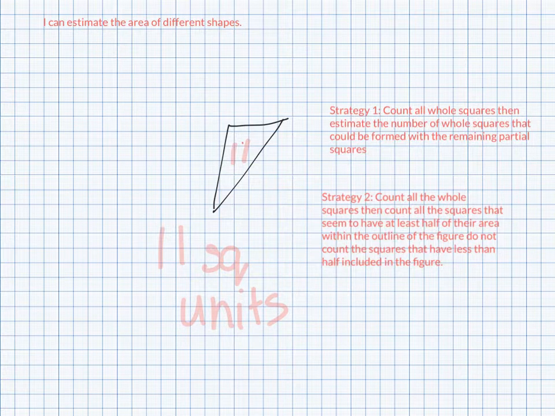For my second strategy, I would do the same way as I started with my first strategy. I would count all of the whole squares that are included. So all of the complete squares that you see here, I would count those up. And then if I see a square that has more than half included, like this one, I would count that as 1. And if it's less than half, like here or here, then I would not count that towards the total area.